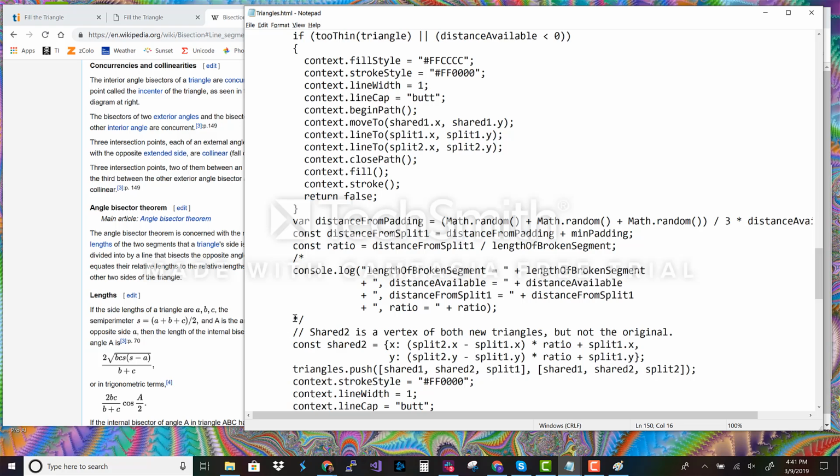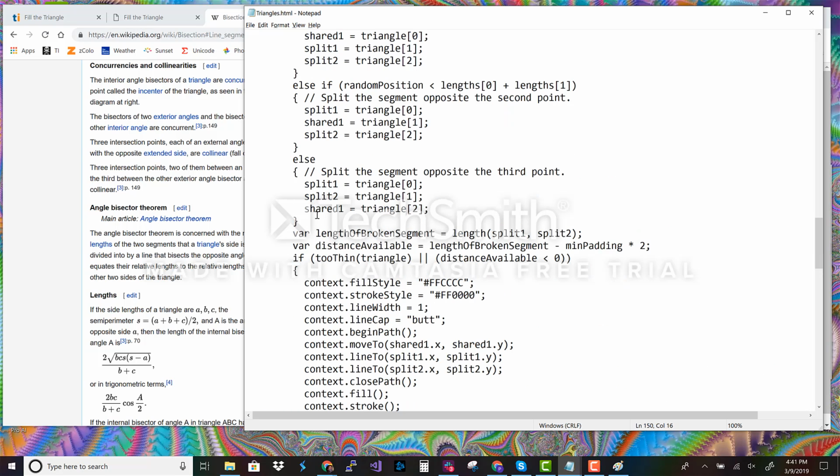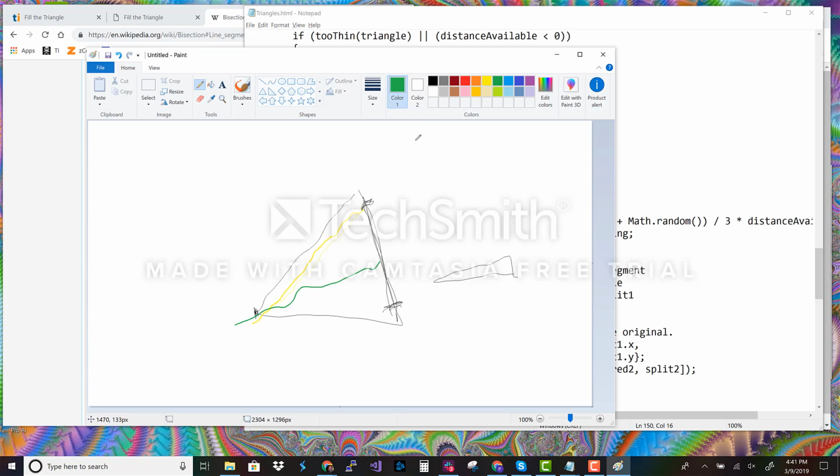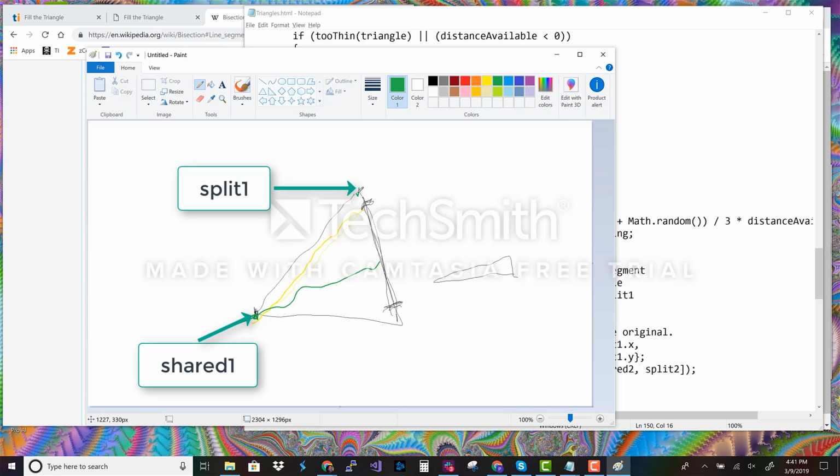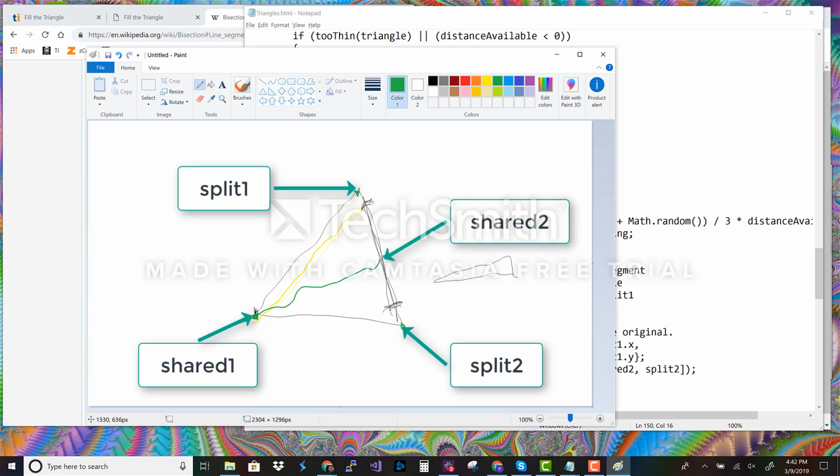So now we're actually computing the fourth point. So there's 3 points that we're selecting up here: split 1, split 2, and shared. Shared is this point that's on the original triangle. It's also on this top half of the triangle and the bottom half of the triangle. And then split 1 is only on the top triangle. Split 2 is only on the bottom triangle. And then shared 1 is this point right here. That's the thing we're trying to compute.